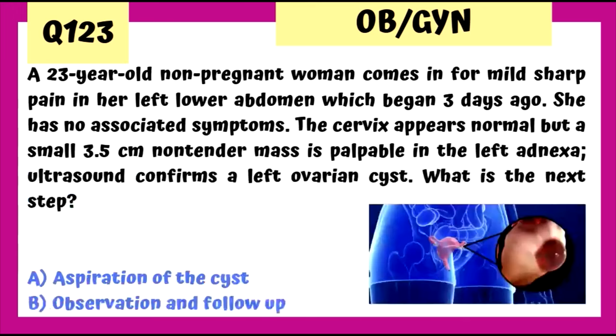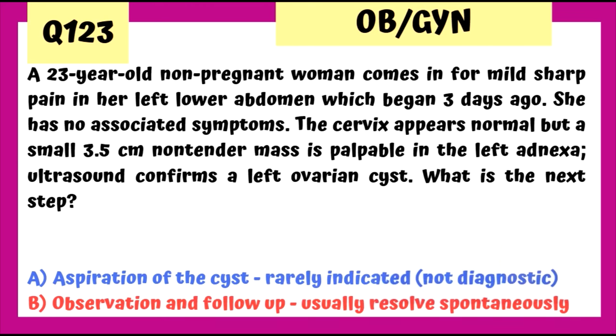Question 123. A 23-year-old non-pregnant woman comes in for mild sharp pain in her left lower abdomen. She has a 3.5-centimeter non-tender mass palpable in the left adnexa. The ultrasound confirms a left ovarian cyst. What's the next step? Observation and follow-up. That usually resolves spontaneously. Aspiration of the cyst is rarely indicated.